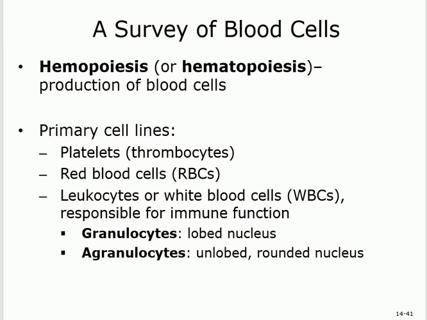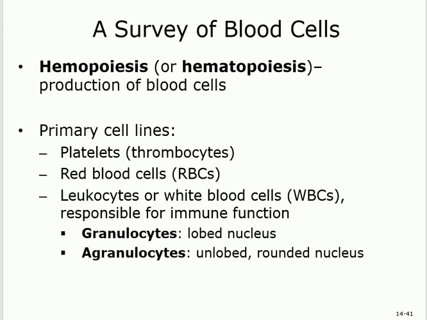How about the blood cells? So we said the blood is plasma and blood cells, right? Hemopoiesis or hematopoiesis, the same thing. What does poiesis mean? Formation. So hemopoiesis or hematopoiesis is the production of the blood cells, which are platelets, red blood cells, and white blood cells. There is another name for those.